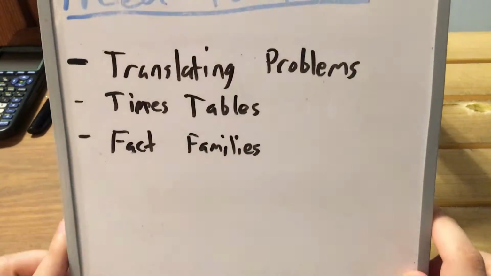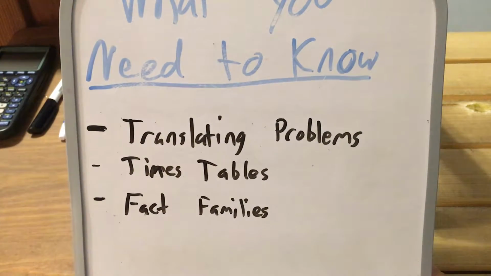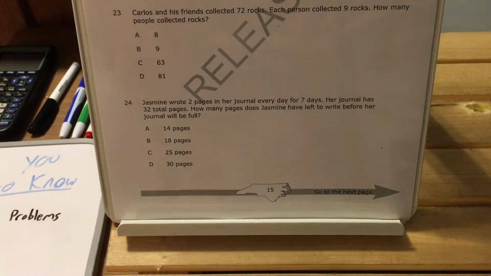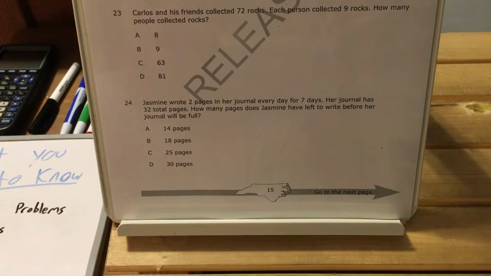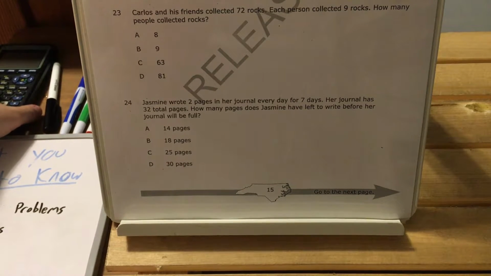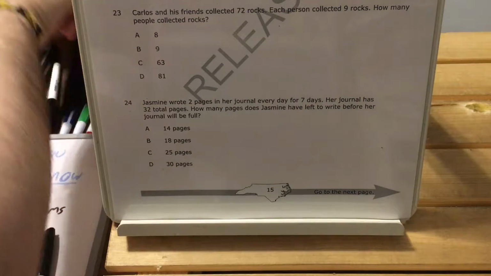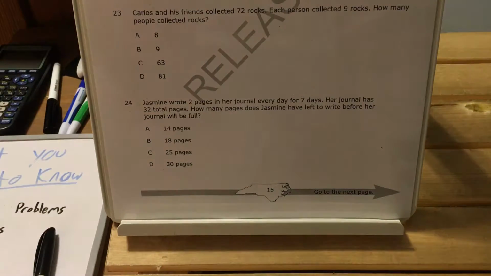So to do a question like this and to do it really well, you've got to know how to translate problems, you've got to know your times tables, and then you've got to know fact families. The times tables we don't necessarily need because we have a calculator, but it's really helpful to know them off the top of your head so that you can confirm in your head, yes, that sounds right. So in order to solve this problem correctly, we need to start by translating.